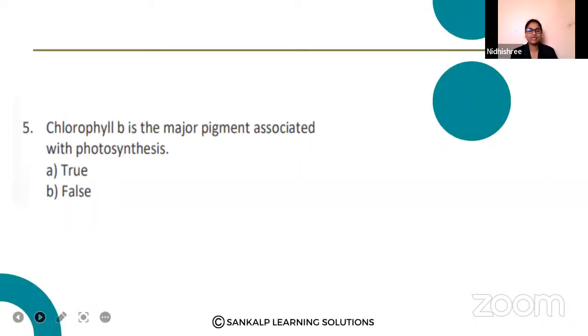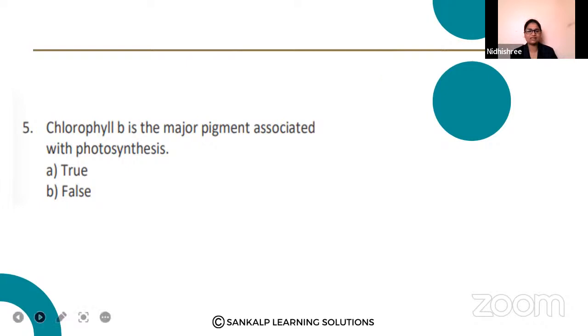Next question. Chlorophyll B is the major pigment associated with photosynthesis. Whether this statement is true or false. Rakshita answered as false. Amruta, Shilpa, Afroz, Pavitra, Kavita, then Naveen, Kumar, Jyoti voted for A. Chaitra, Tarun, Parvati voted for B. Dhamini voted for the true statement.